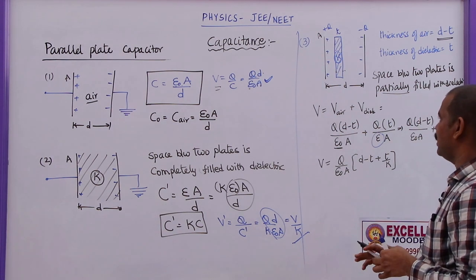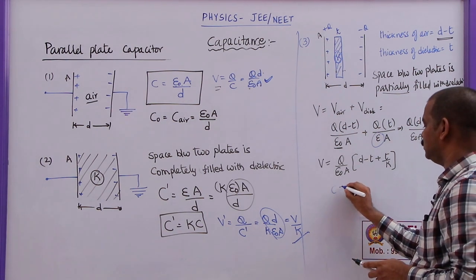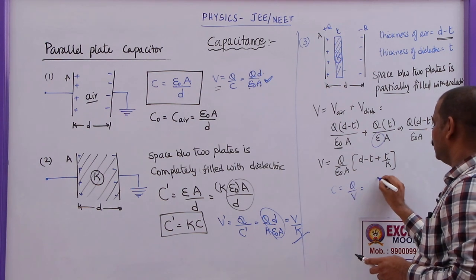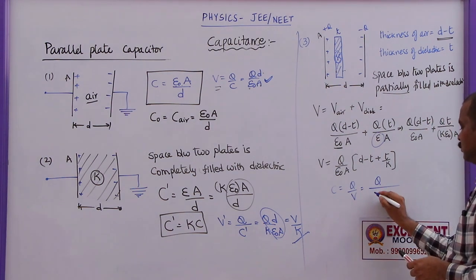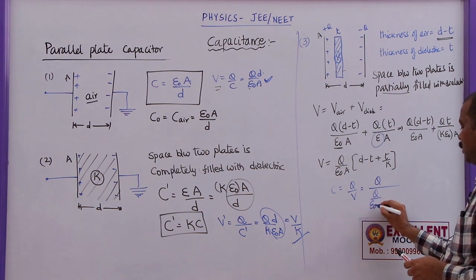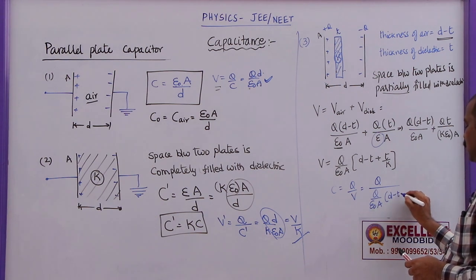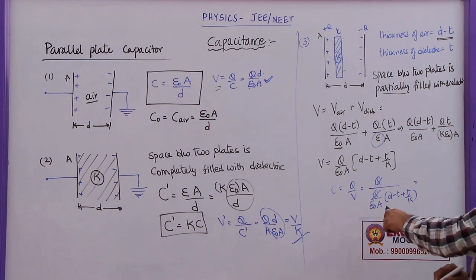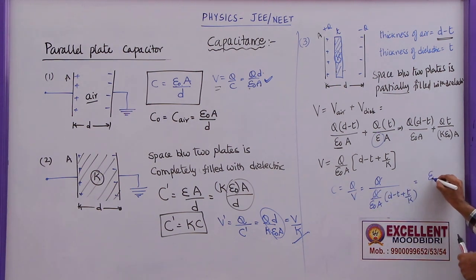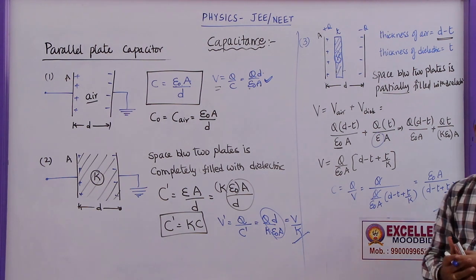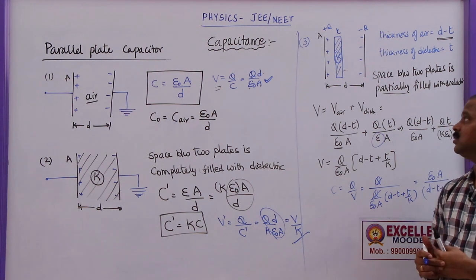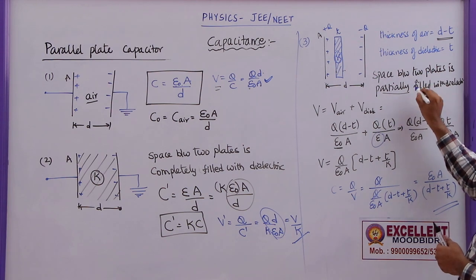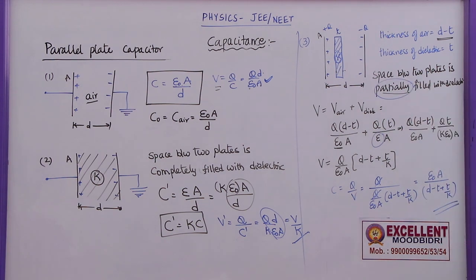Now, the final expression to find out the capacitance between the two plates is given by C is equal to Q by V, that is Q by Q by epsilon naught A times (d minus t plus t by k). Here Q gets cancelled, and if you bring this one up, you will get epsilon naught A by (d minus t plus t by k). This is the capacitance of this capacitor when the space between the two plates is partially filled with dielectric.